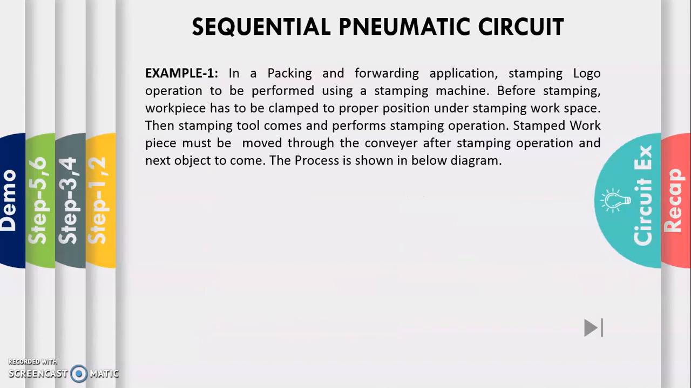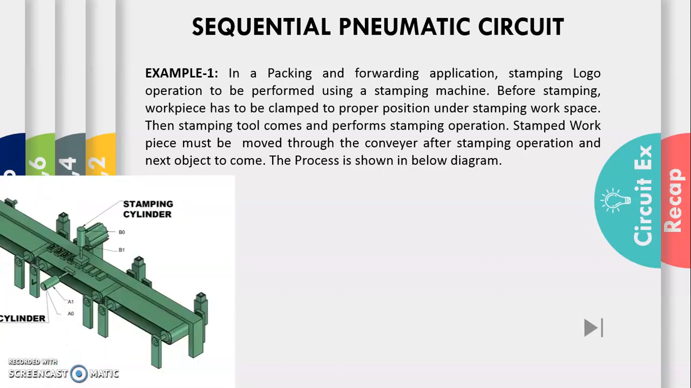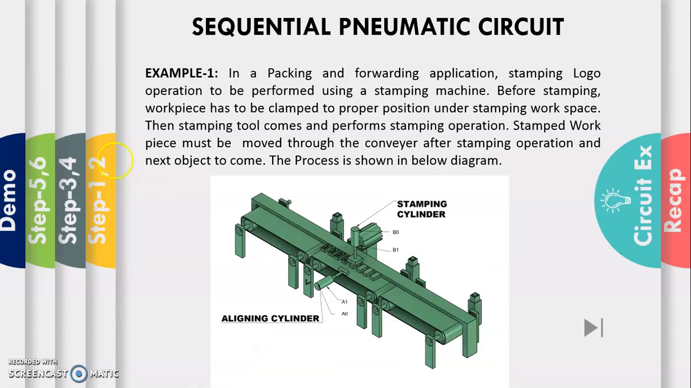So today we are going to discuss one simple example problem. With the help of that problem we are going to explain how sequential operation happens in our pneumatic circuit. For that application I take one stamping application, where I am going to have a soap manufacturing company.